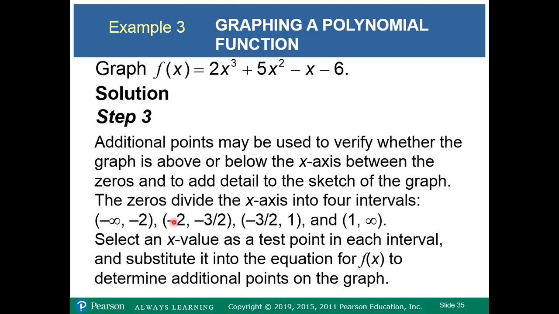So we have 4 intervals, and we can pick a point in between these intervals to see whether the graph is above or below the x-axis. In other words, if the function f of x is negative, we know that the point is below the x-axis. If the graph is positive, then we know that that point is above the x-axis. So we can use that as a test point. And if our test point is below the x-axis, then we know that all of the points between the two zeros must also be below the x-axis. Okay?